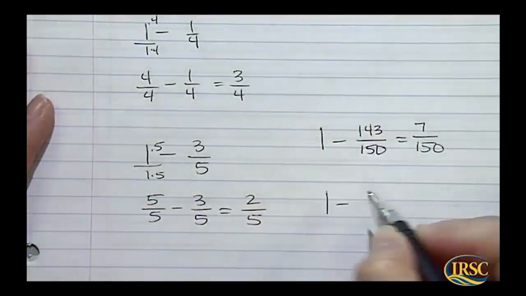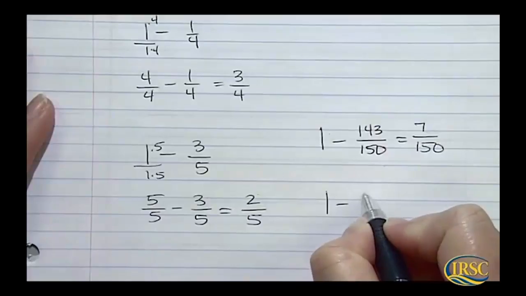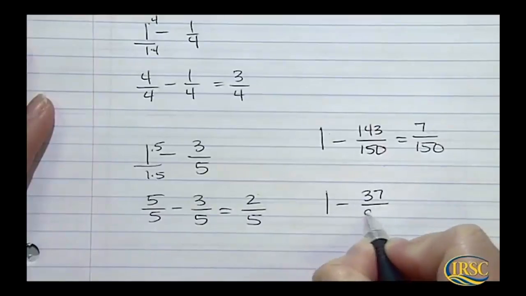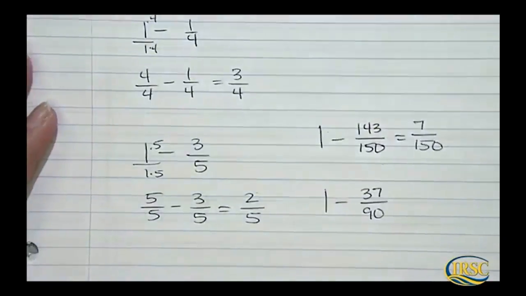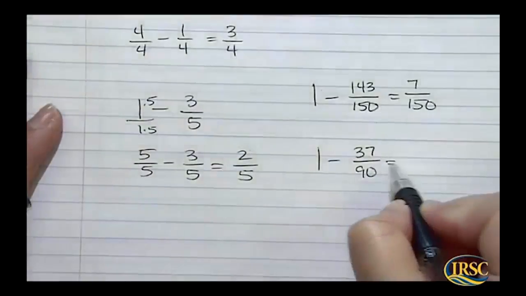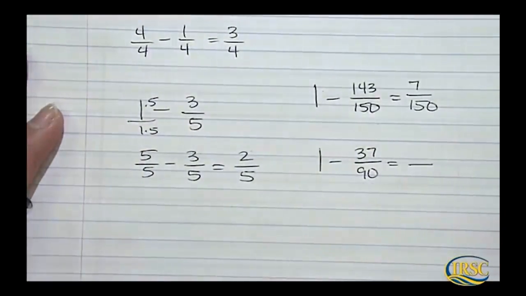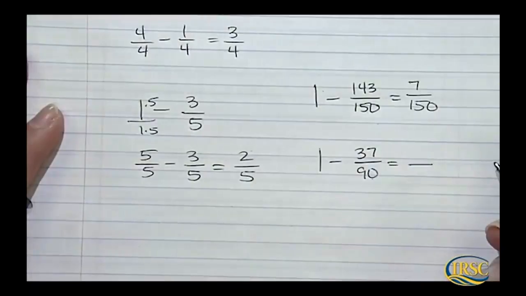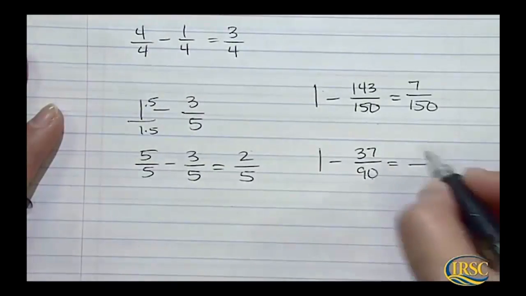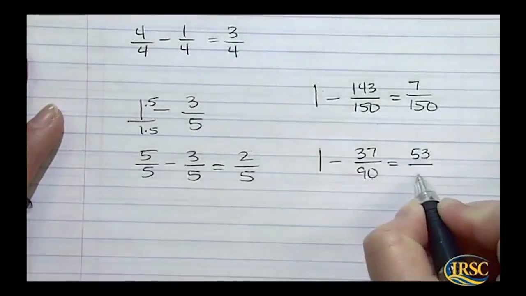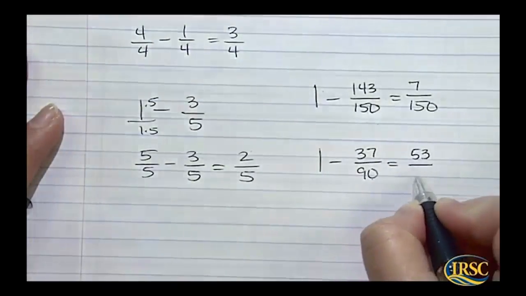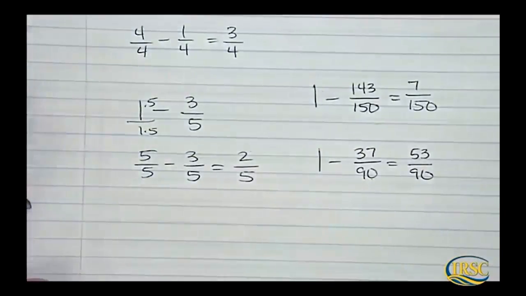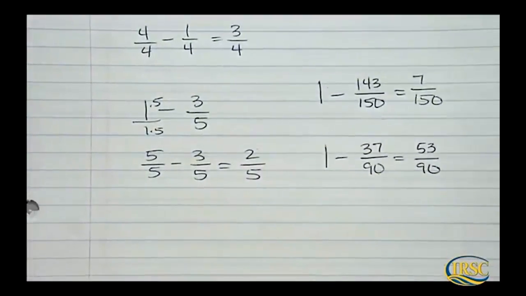So if I have 1 minus 37 over 90, then what do I have to do to find my new numerator? 90 minus 37. Okay, which gives us 53, and then the denominator is still 90. So use that shortcut as we're doing these problems of 1 minus the probability.